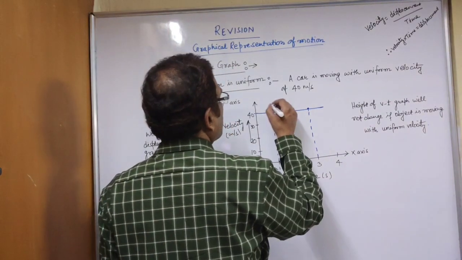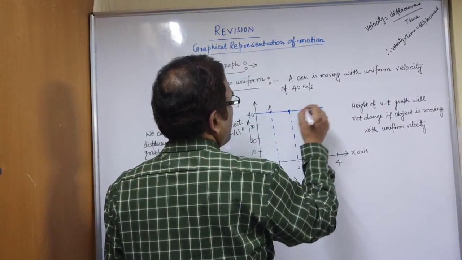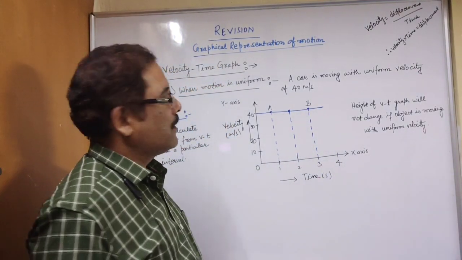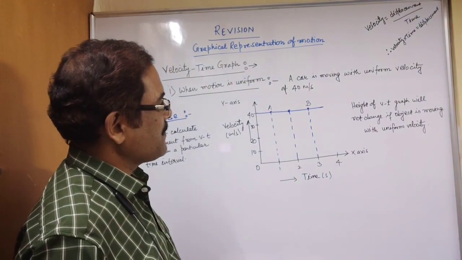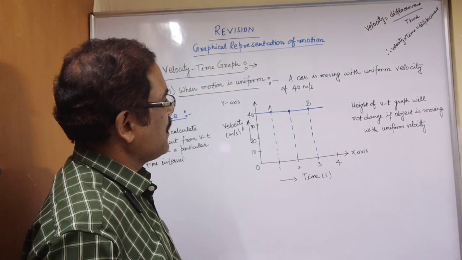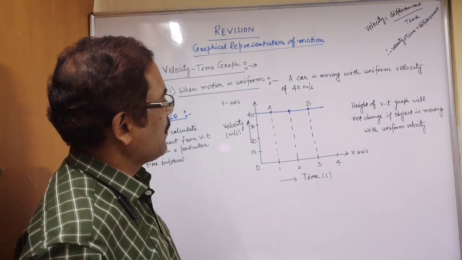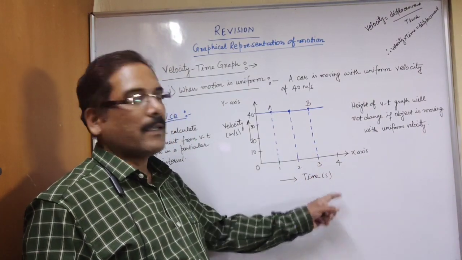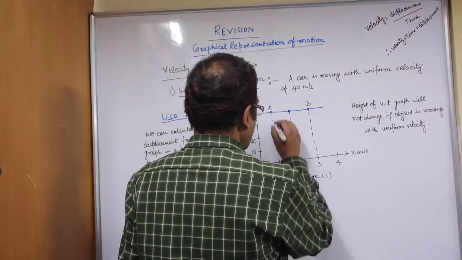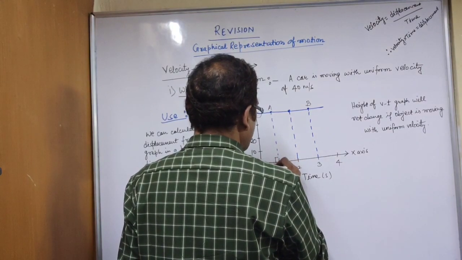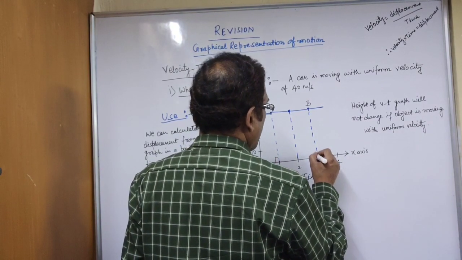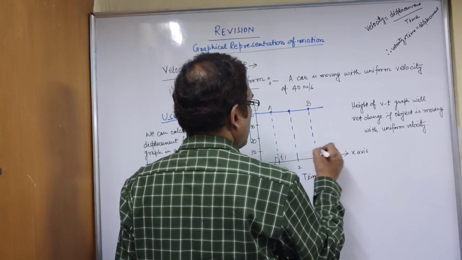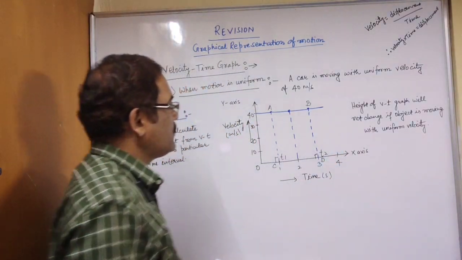So mark the points. Suppose these are the points A and B. You want to calculate the magnitude of displacement between these two points. So you have to draw perpendiculars on the x-axis, and as you know, the x-axis represents the time axis. So suppose these are the perpendiculars, they cut the time axis at points C and D, and let these be the time intervals t1 and t2.